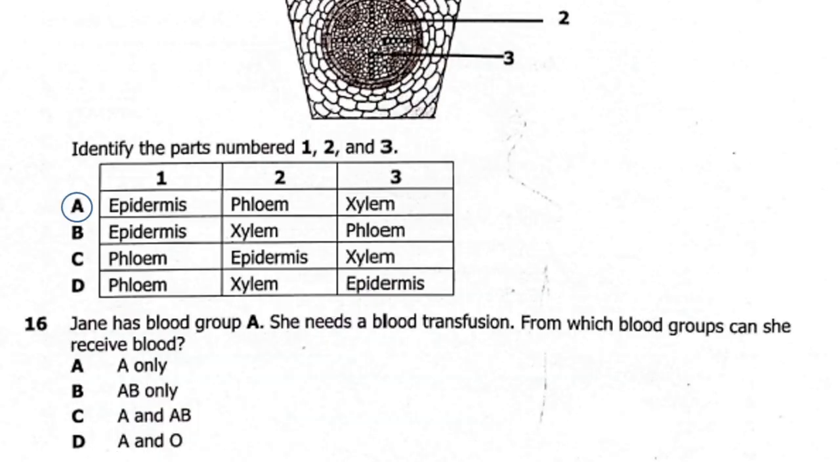Question 16. Jane has blood group A. She needs a blood transfusion. From which blood groups can she receive blood? A. A only. B. B, AB only. C. A and B. D. AB. D. A and O. The correct answer here is D. She can receive from blood group A and O, which is a universal donor.